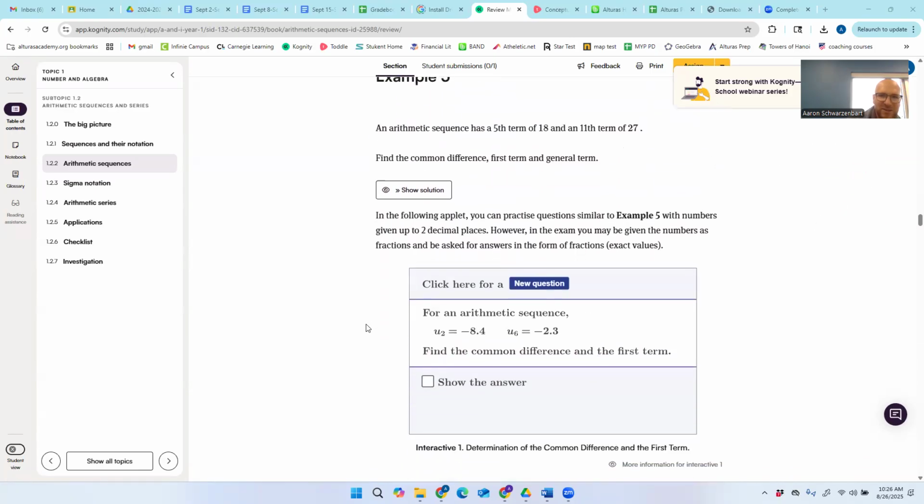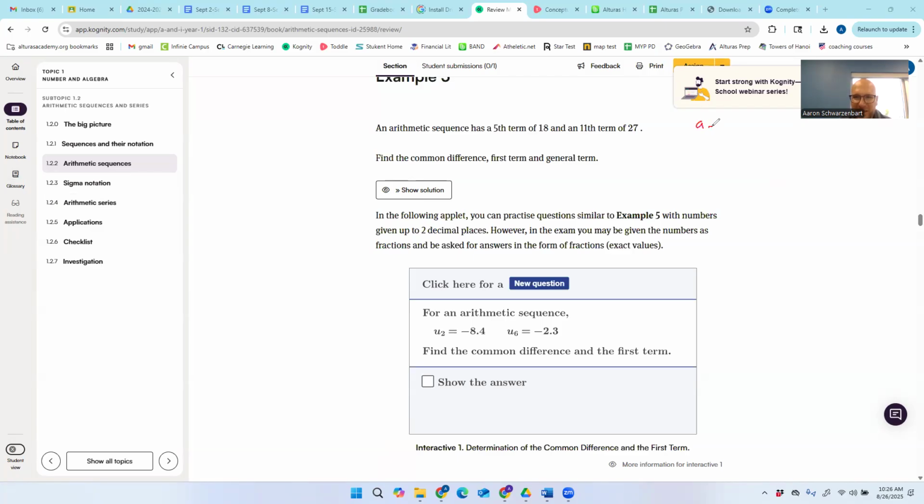Example 5. An arithmetic sequence has a 5th term of 18 and an 11th term of 27. Find the common difference, the first term, and the general term. Okay, so this is where it gets IB level.